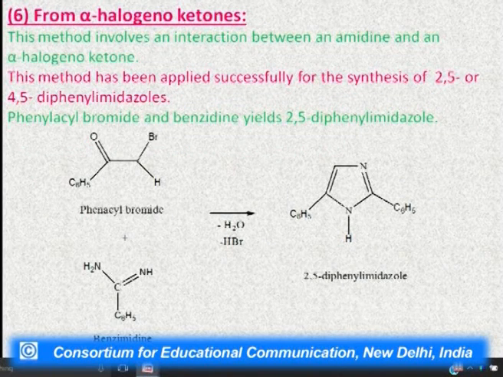The next synthetic method is from alpha halogenoketones. This method involves the interaction between amidine and alpha halogenoketone. Here we have taken phenacyl bromide and benzamidine. These 2 molecules will condense together and will lose 1 molecule of water and 1 molecule of hydrogen bromide and will finally give us the 2,5-diphenyl imidazole product.